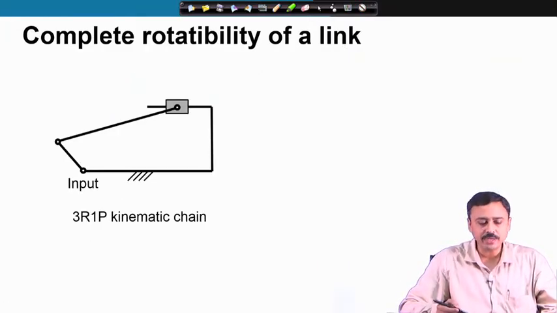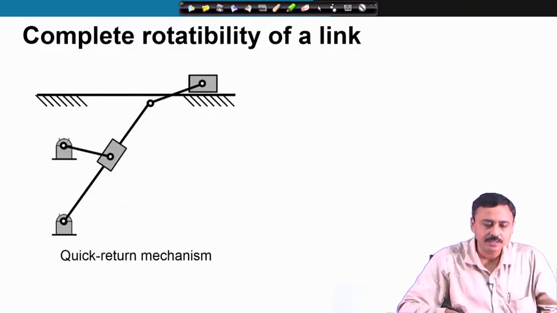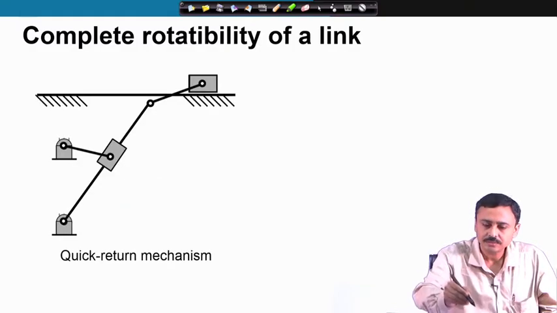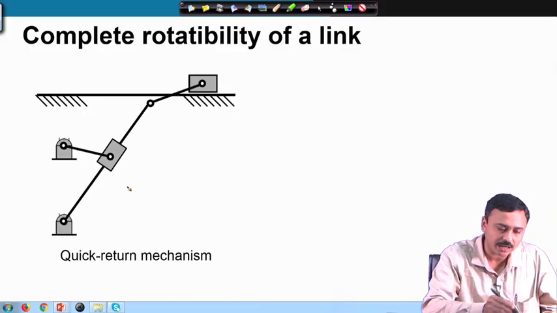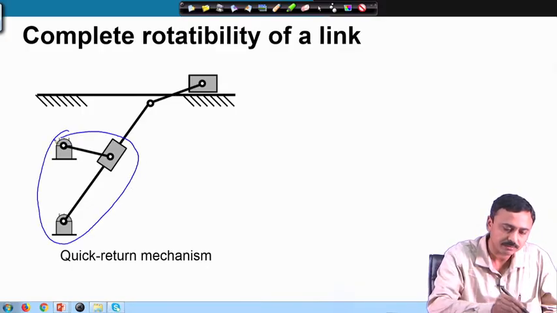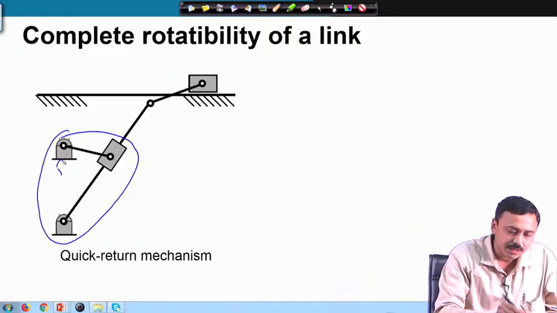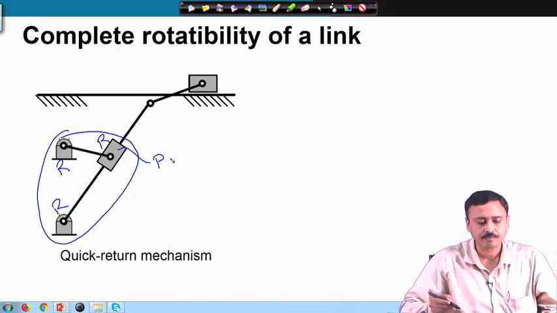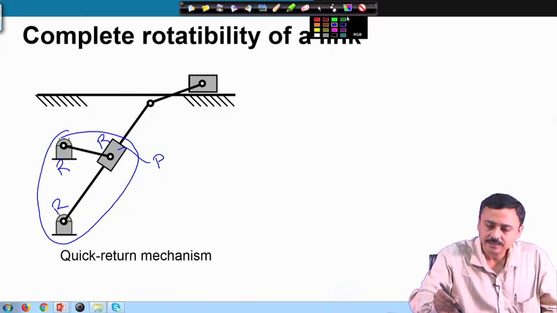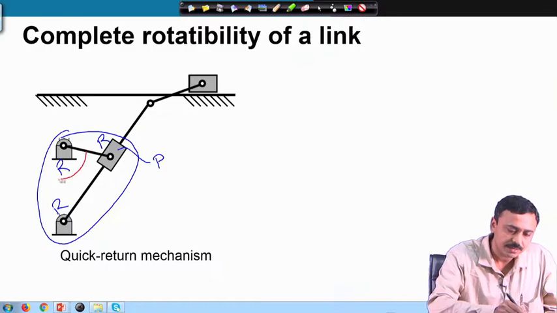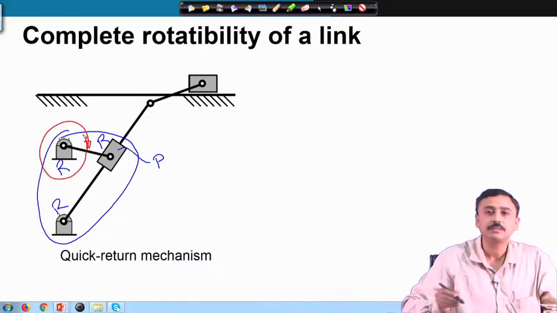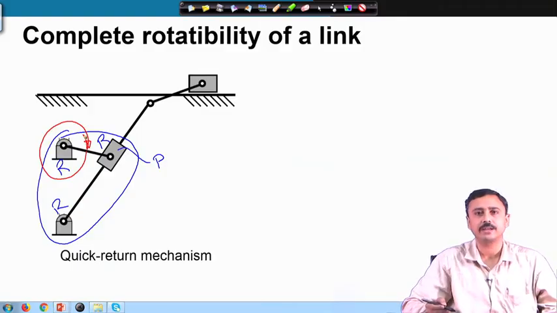Let us look at the 3R1P kinematic chain. This is an example of a quick return mechanism which uses a 3R1P chain. So, this is R, and here we have another R, and here there is a P. So, this is a 3R1P chain, and we require that this link be able to rotate completely. So, that will be the crank.